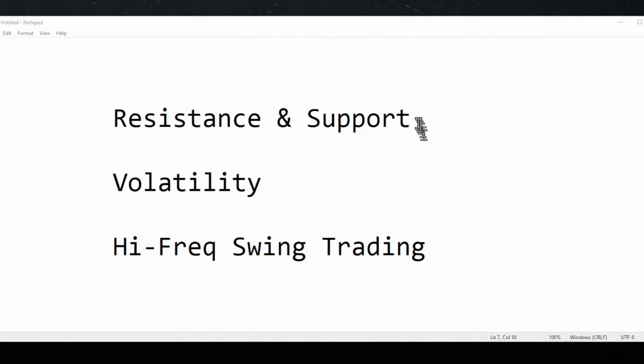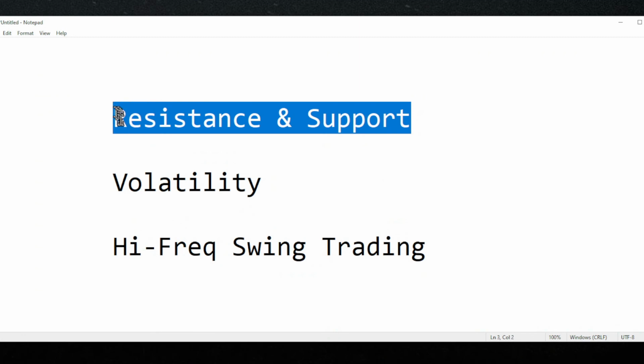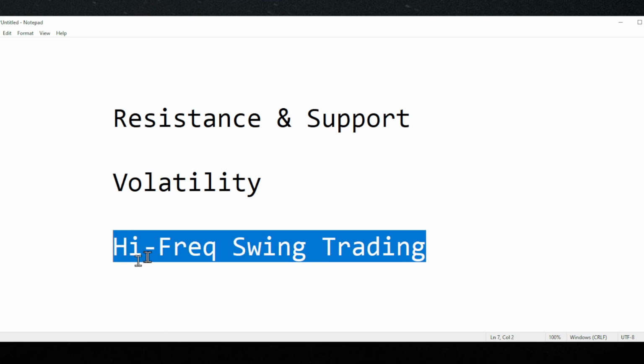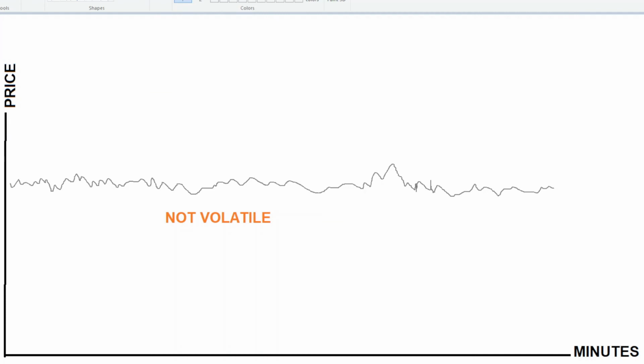We covered a little bit of resistance and support, and we're going to keep going back to that. I want to introduce volatility, and I alluded to high frequency swing trading. They say a picture is worth a thousand words, right? So here's one. This is what I would say is not a volatile stock. Let's say, whatever level you're trading at, these are very small fractions of a cent. Say you were trading dollar stocks and this is like a cent difference. That's not a volatile stock.